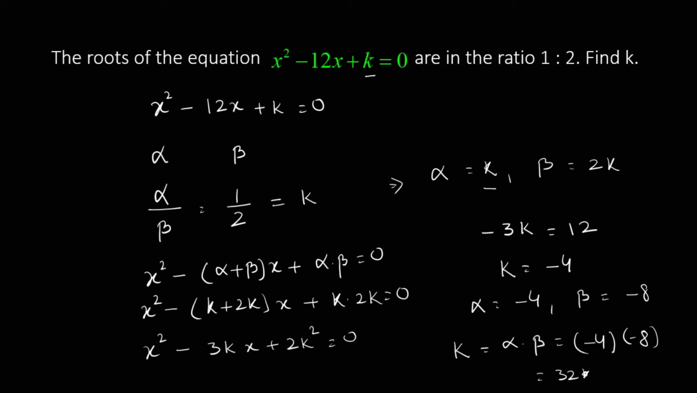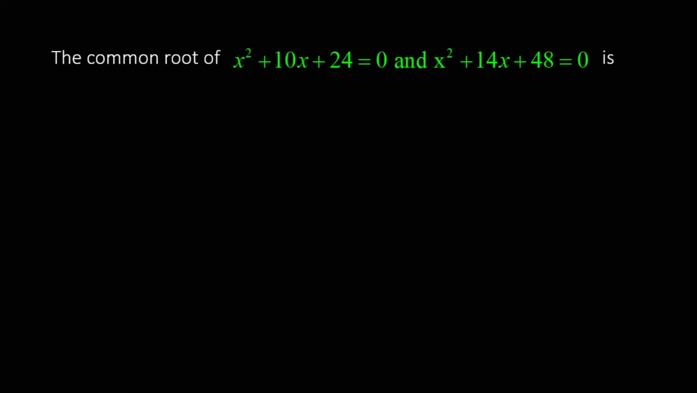So the value of k which is found in the question, that is this k, italics k, this is equal to 32. So this is the answer. Moving to the next question.